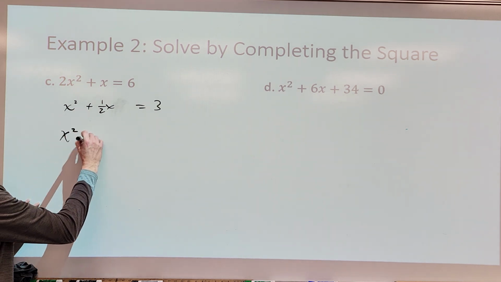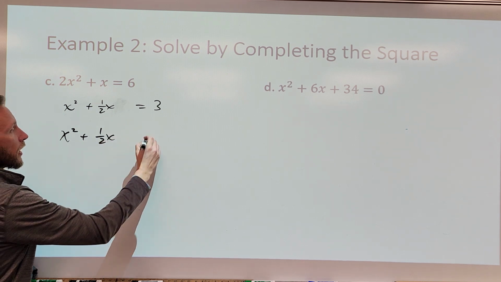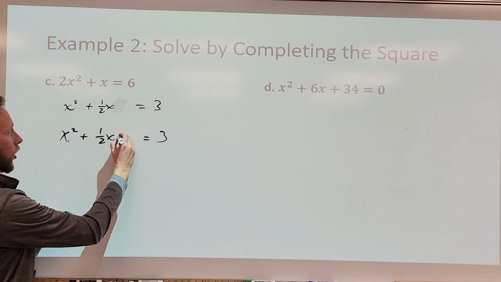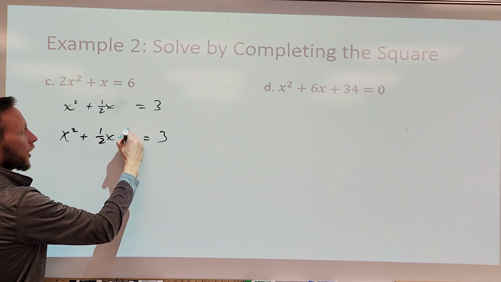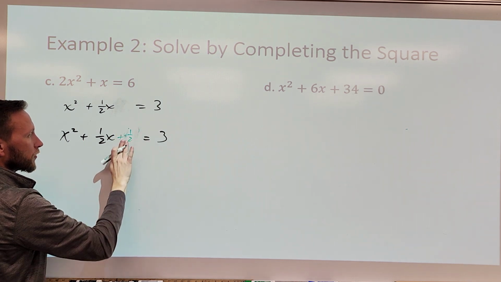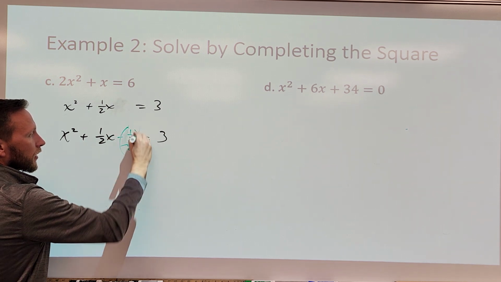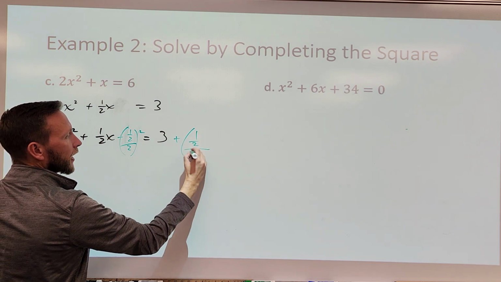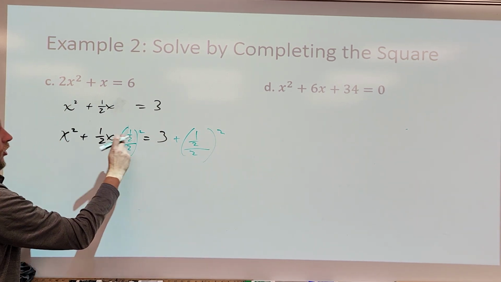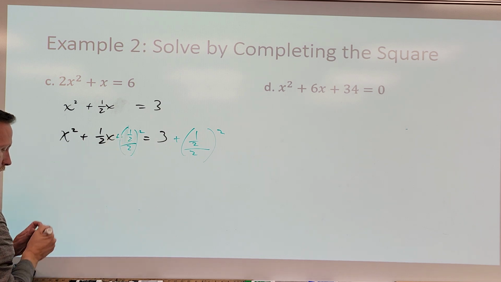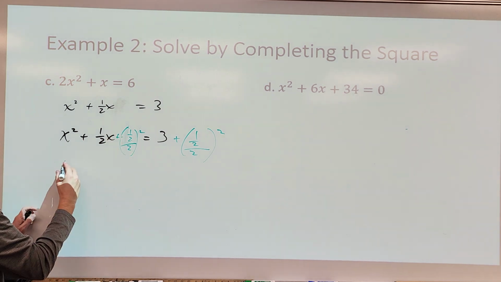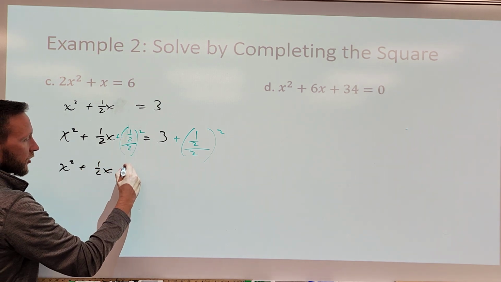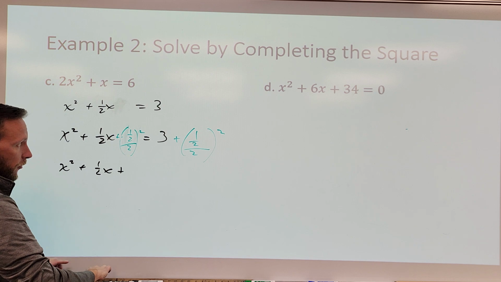And we're going to take that new b value and we are going to divide it by 2, and then we are going to square it. So I'm going to add 1/2 divided by 2, and then square it. So what is 1/2 divided by 2? 1/2 divided by 2 is 1/4.